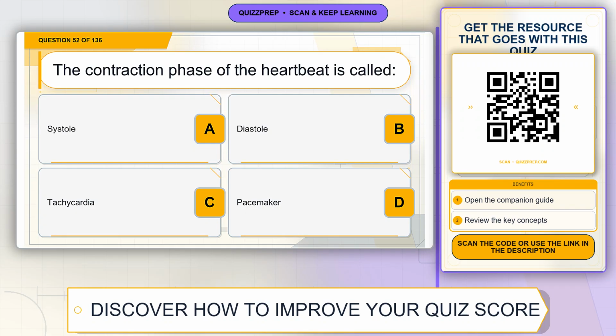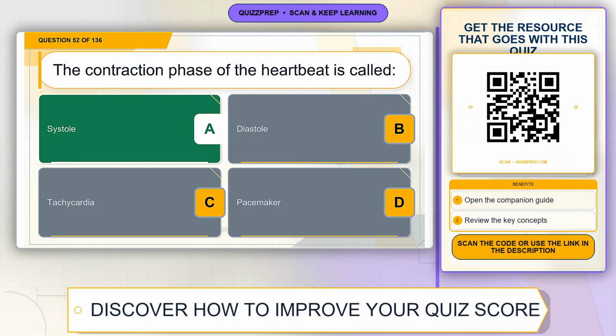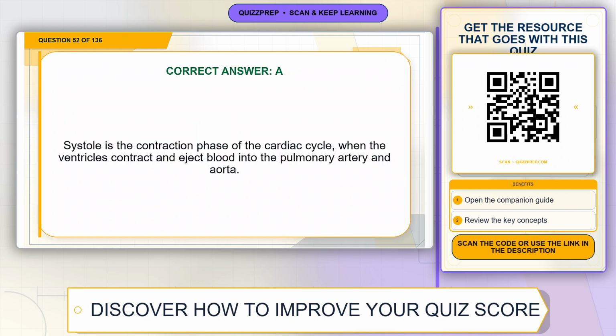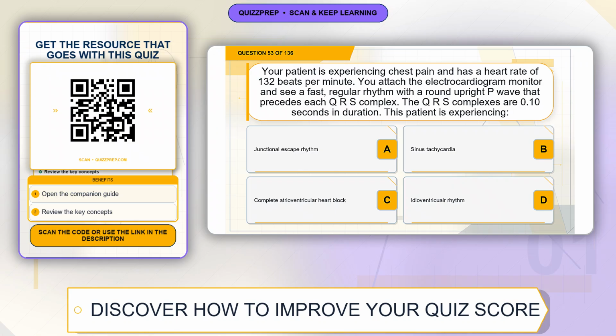Question 52. The contraction phase of the heartbeat is called: Option A, systole. Option B, diastole. Option C, tachycardia. Option D, pacemaker. The correct answer is option A, systole. Explanation. Systole is the contraction phase of the cardiac cycle, when the ventricles contract and eject blood into the pulmonary artery and aorta. Question 53.